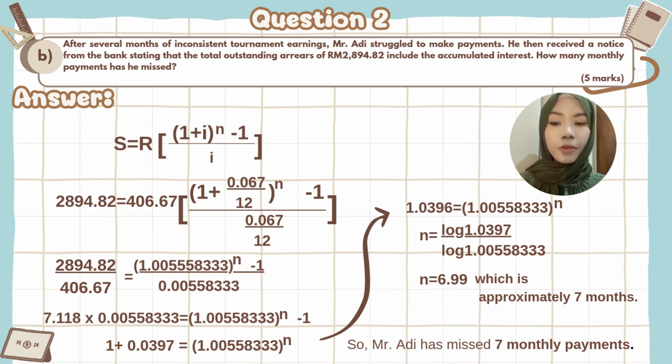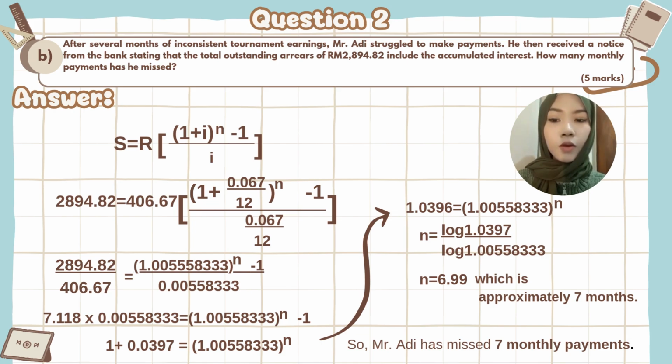In this part, Mr. Adi missed some payments. The bank said he owes RM2,894.82, including interest. I used the future value annuity formula, which is S equals R[((1 + i)^n minus 1) divided by i]. So here, 2,894.82 equals 406.67[((1 + 0.067/12)^n minus 1) divided by 0.067/12].